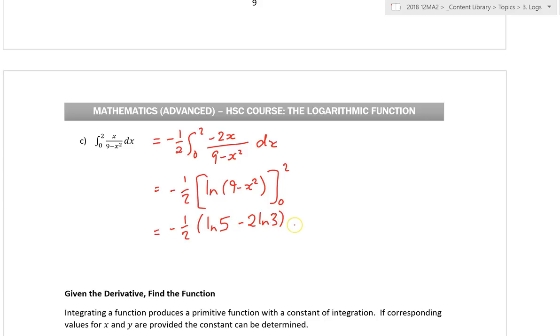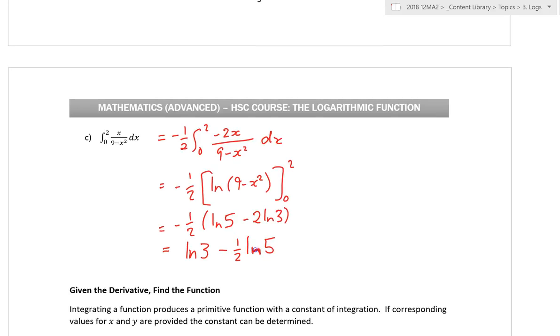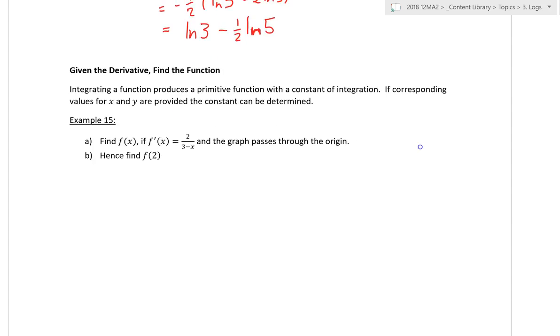Now I'm just going to expand my brackets there. Right, because the negative half and the negative 2 log 3 works out nicely. I get the log of 3, I'm just going to rewrite it to make the positive first. Log of 3 minus half the log of 5. Righto. That's a terrible N. Rightio. Wonderful. Now we're just about done for this video.